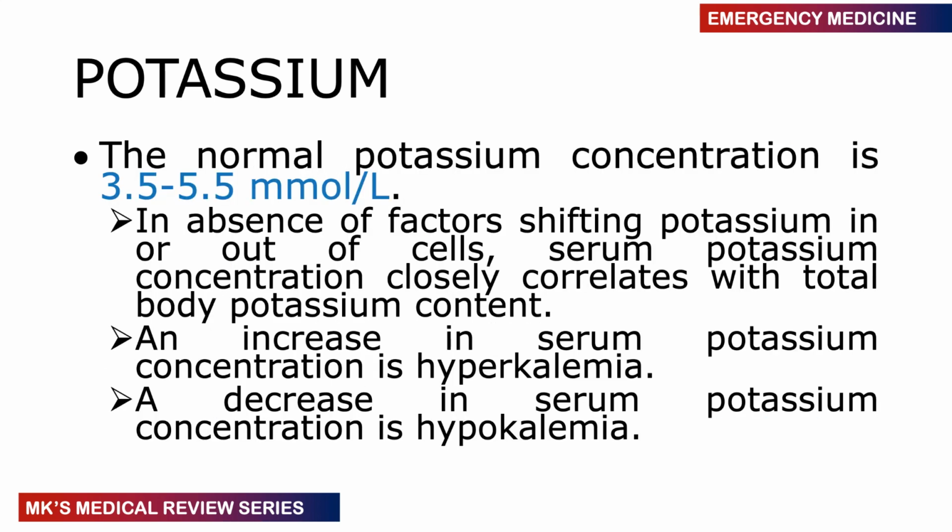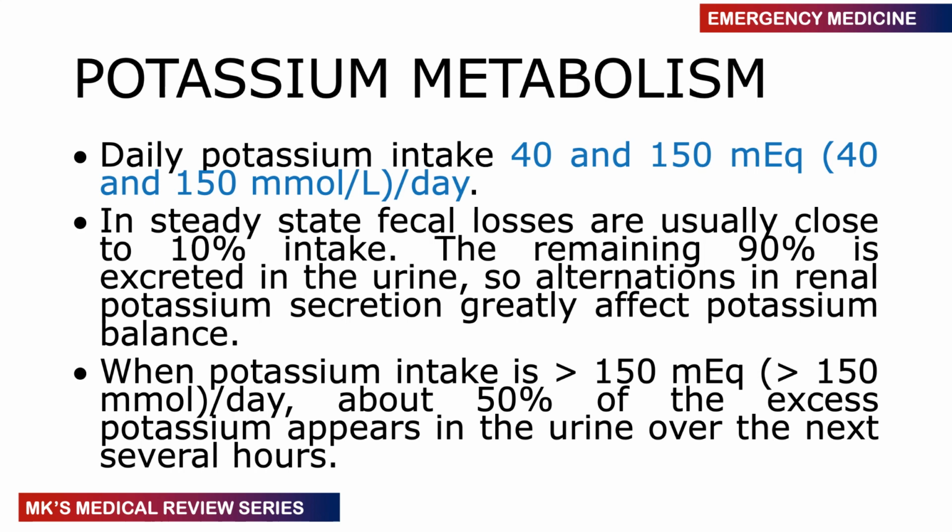Now remember that the normal potassium concentration is about 3.5 to 5.5. So if potassium can shift into the cells, it can shift out of the cells, and this can largely affect the serum concentration of potassium. So if you get an increase in the serum concentration of potassium, we call that hyperkalemia, which is what I'm going to be talking about in this lecture. And if you get a decrease in the serum potassium concentration, we call that hypokalemia, which I'll talk about in a subsequent lecture.